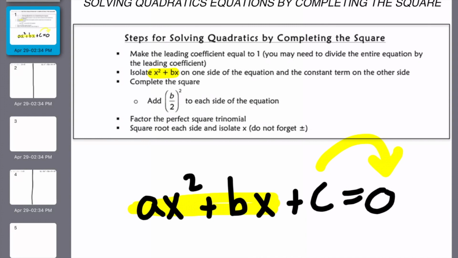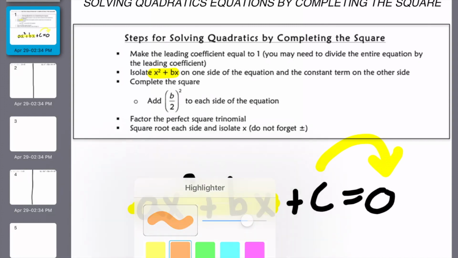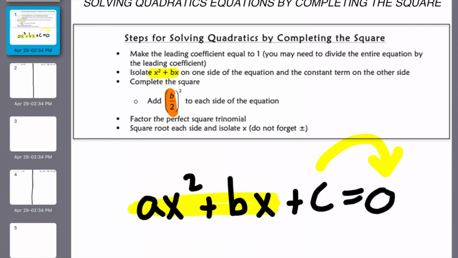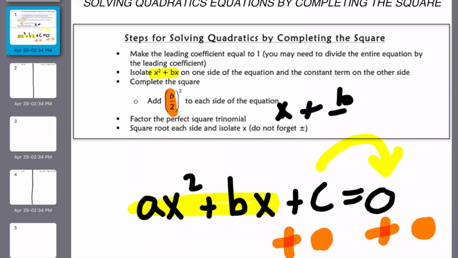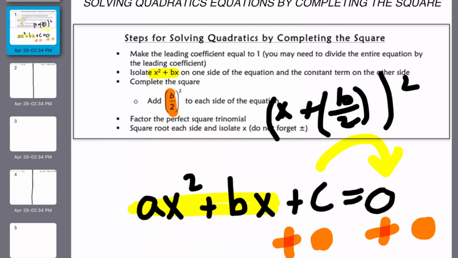What that means is that I have to take my middle b term, divide it by 2, and then square that number. And I have to add that to each side of the equation. Okay? Because whatever I do to one side, I have to do the other. I have to factor the perfect square trinomial, which is going to look like x plus the b over 2, squared. And then I square root each side and isolate x.